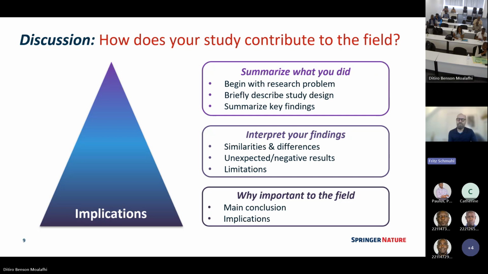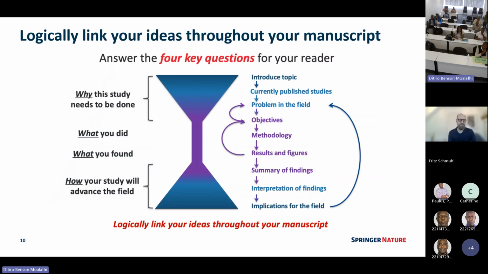Next slide, please. So just to summarize everything that I've just sketched in one visual. Again, the four questions that I presented right at the beginning that a reader has: why the study needs to be done, what you did, what you then subsequently found when you did your research, and how the study will advance the field. All of those structure very much what you do.